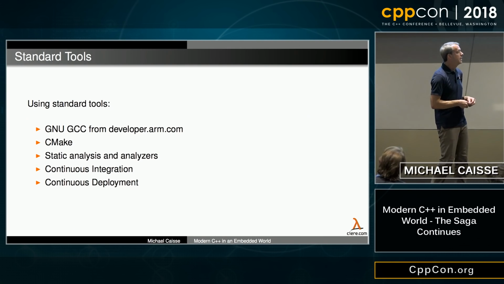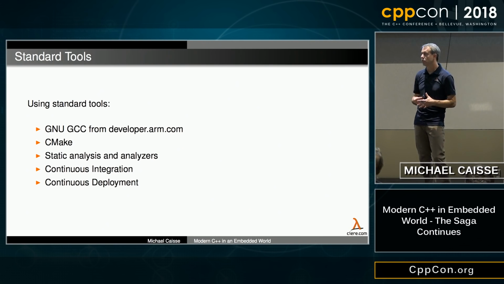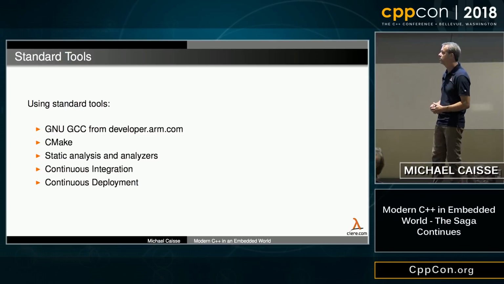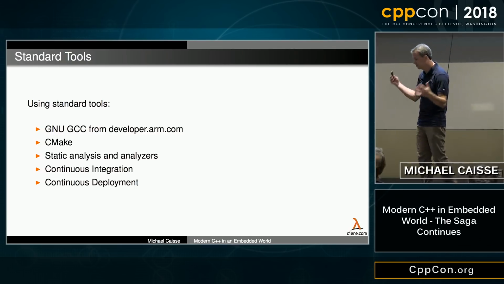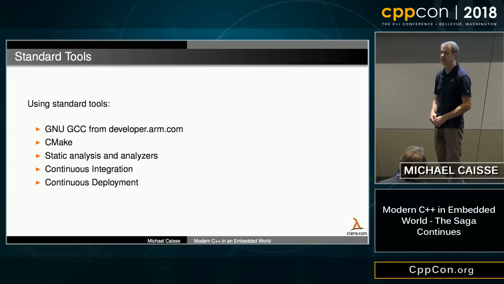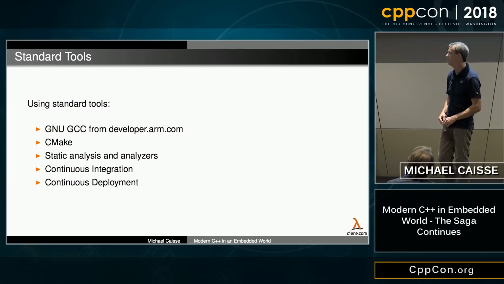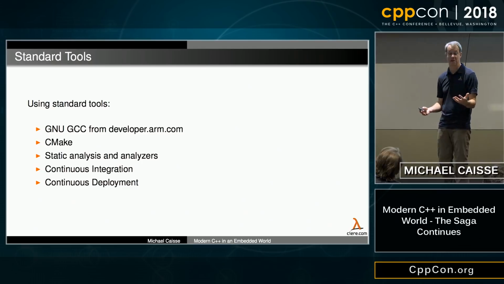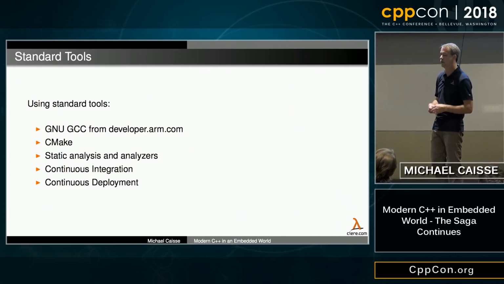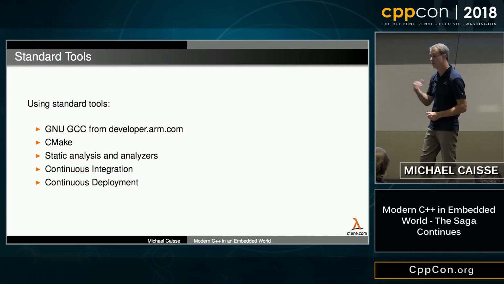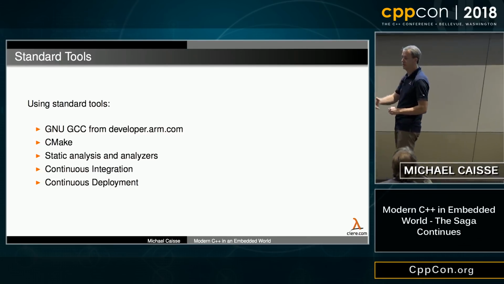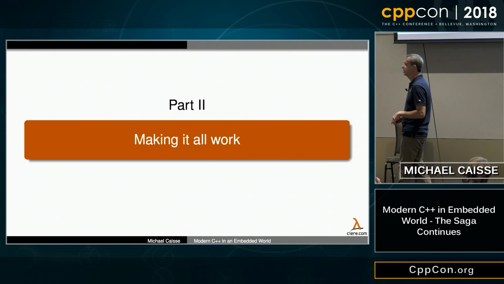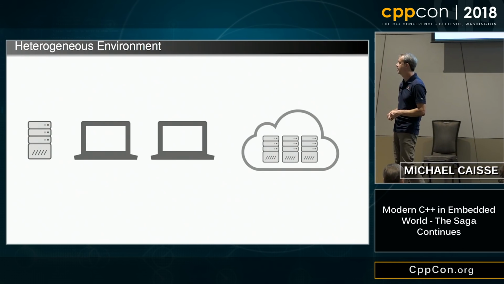All right, so we wanted basic tools. We wanted actually the GNU tool set just from ARM's website. We didn't want any special weird thing from the vendor, the chip vendor. CMake wasn't a necessary thing, but it would have been interesting to see if we could get CMake working. We got CMake working. We wanted normal static analysis. We wanted all the normal analyzer tools. We wanted to use a continuous integration system and a continuous deployment system. So what did we do to get this all to work?